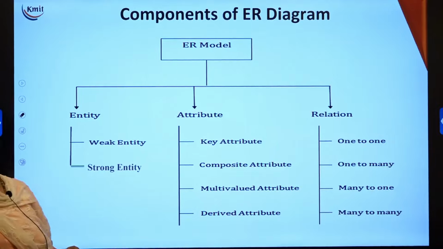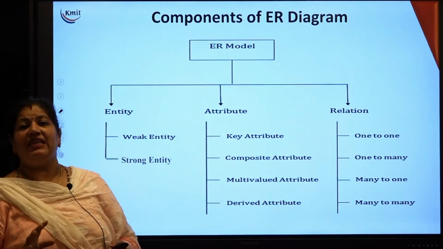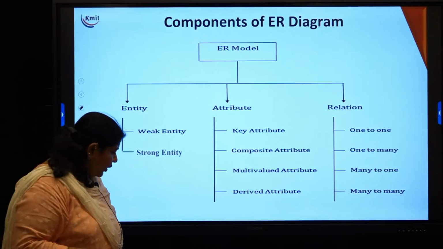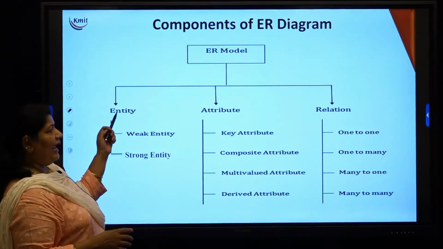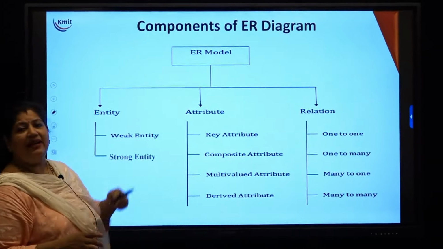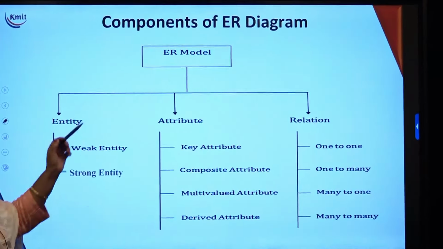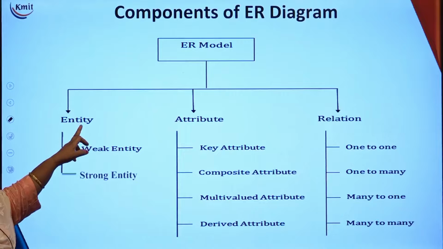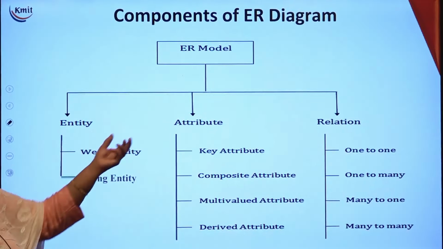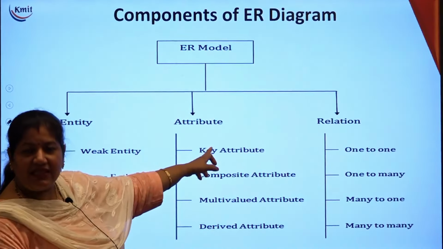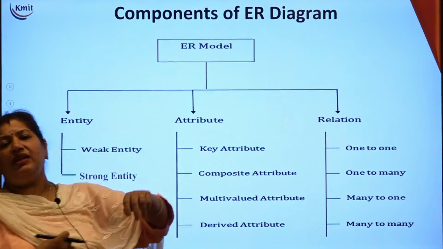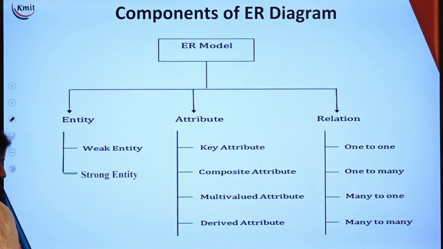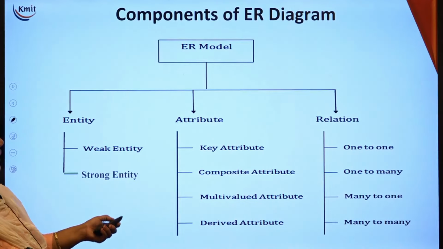Now, let us see what the components of the ER model, or basically the ER diagram, are. There are three major components: entity, attribute and relation. We can discuss each one of them one by one. Entity is basically an object, attributes are the characteristics of those objects, and relation is the association between these entities. Let us get back to it.